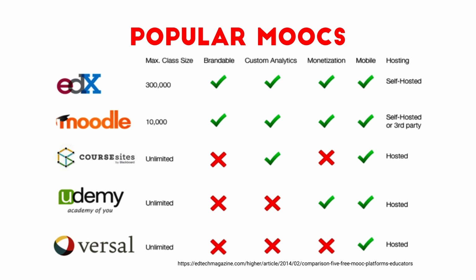You could see certain indicators: the maximum class size, the brandability, the custom analytics, the monetization, whether it is mobile or not, and who hosts it, whether it is self-hosted or a third party hosts it, or you could borrow a platform from somebody else, or your own university creates a platform. SWAYAM is a national platform by the government of India. And therefore there are different possibilities, including the Moodle platform, which is open source.